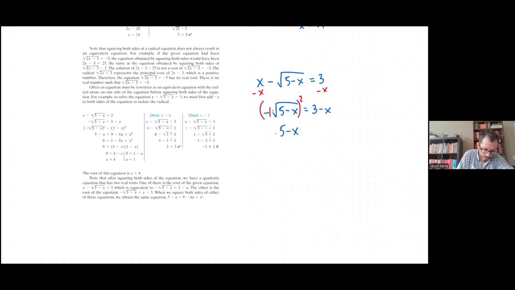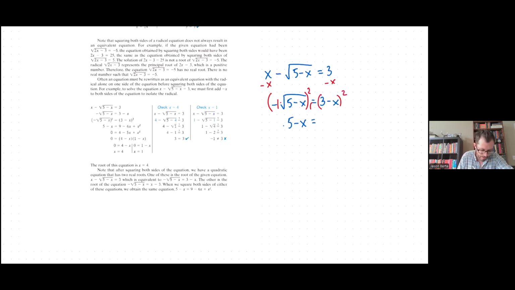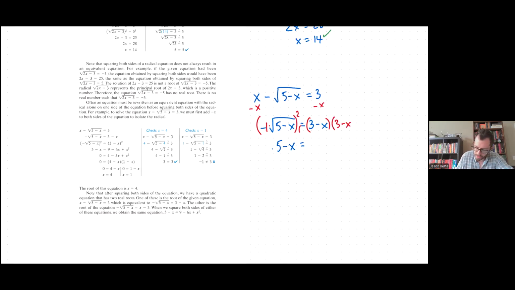And of course, we have to square the right side as well. When we square the right side, that's a binomial, so instead of writing it like that, I could also write it as 3 minus x times 3 minus x. Then we're going to FOIL it out. When we do that, we'll get 9 minus 3x minus another 3x, so that's minus 6x, plus x squared. This has turned into a quadratic equation. I showed you a glimpse of some quadratic equations last week, Friday.